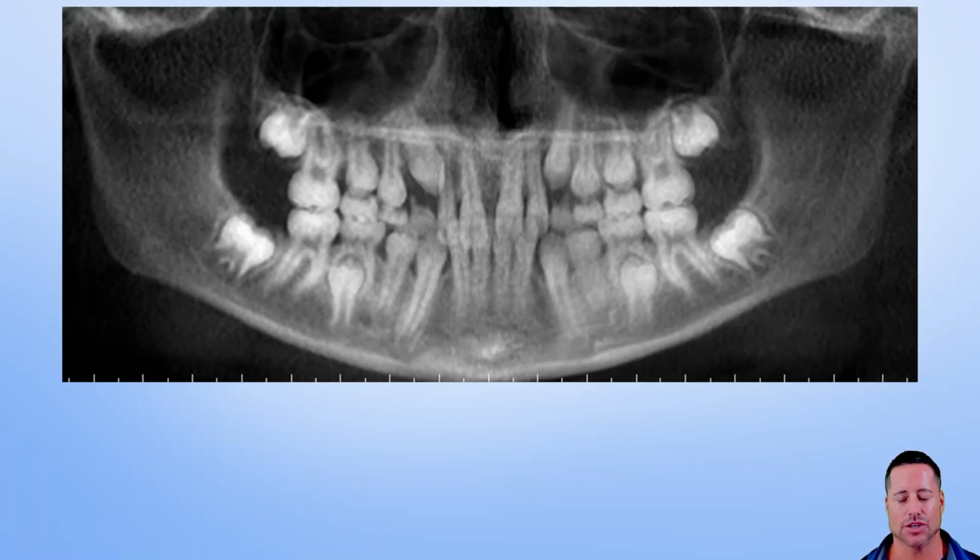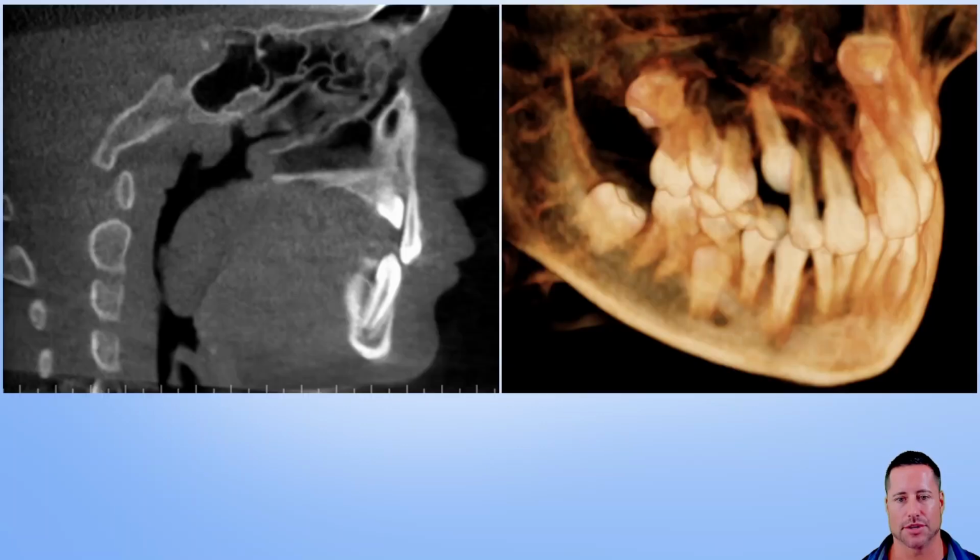So let's see what the difference is if we were to look at a 3D image here. And if we look in the upper right, what you'll notice there is that canine completely palatal to what is the upper right 2 right here. So again, really hard to appreciate that in 2D, but in full 3D, look at that.